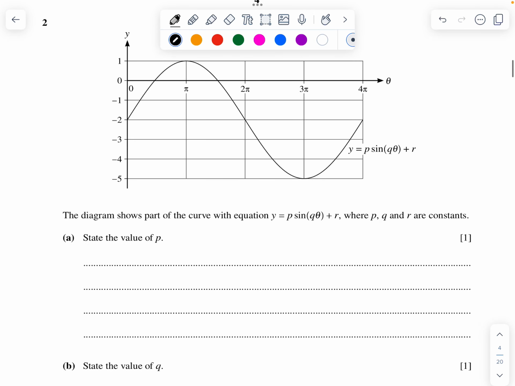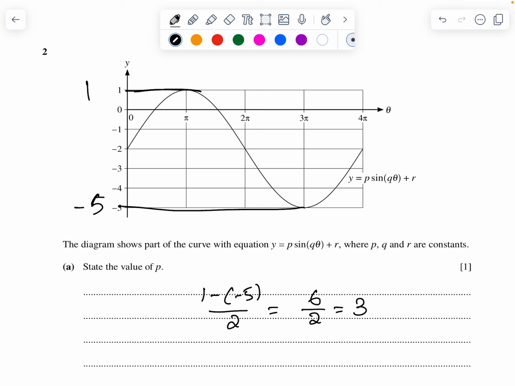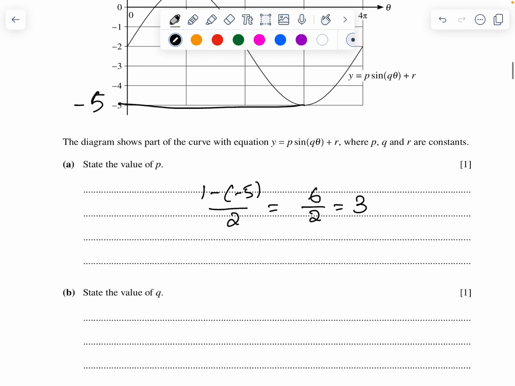Question number 2. The diagram shows part of the curve y equals p sine q theta plus r, where p, q, r are constants. State the value of p. Now p is going to be the amplitude. What is the maximum value? 1. And what is the minimum value? Minus 5. So the difference, 1 minus of minus 5, divided by 2, which is 6 divided by 2, 3. 3 is going to be the value of p.